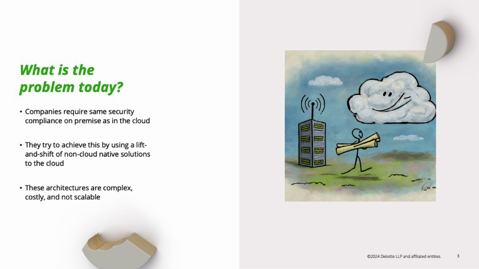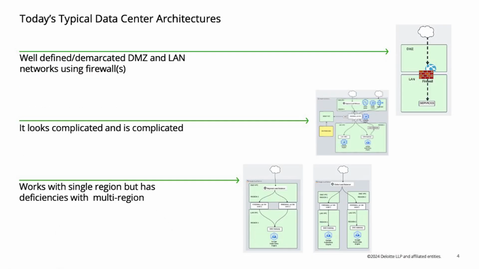So a couple of these we were talking about here. You can see the first graphic is simplistic in that the on-prem architecture has a DMZ and a LAN, and they separate with a firewall. That's the simplistic nature of an on-prem architecture with clearly defined or demarcated zones. When you try to take that architecture and move it to the cloud, you generally end up with something like the second graphic here. And if the second graphic looks complex, it is.